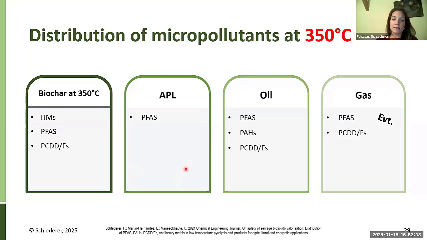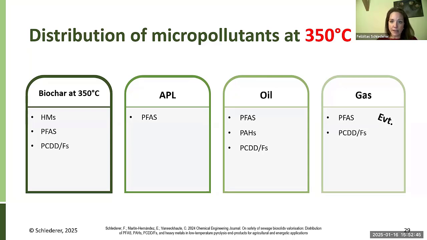For APL, we detected some PFAS. For the oil, we detected actually everything. And the gas, we are assuming that there are some PFAS inside, as the PFAS are really stable. And we are assuming also dioxin and furans. However, I didn't measure it, so studies have to follow. Okay, based on these results, we have an idea what kind of micropollutants are in this end product.